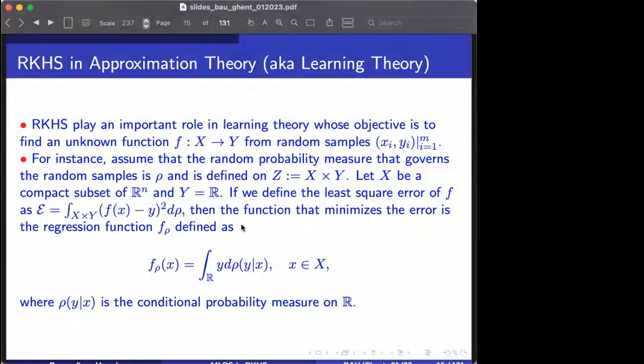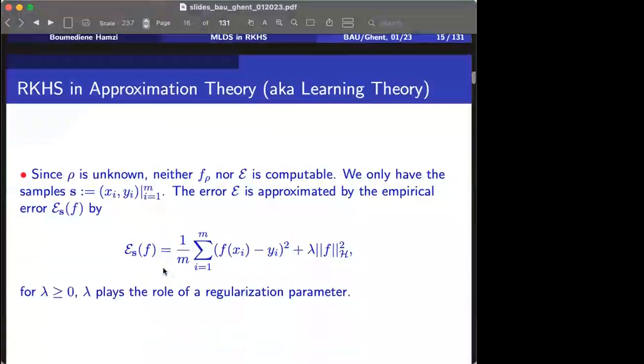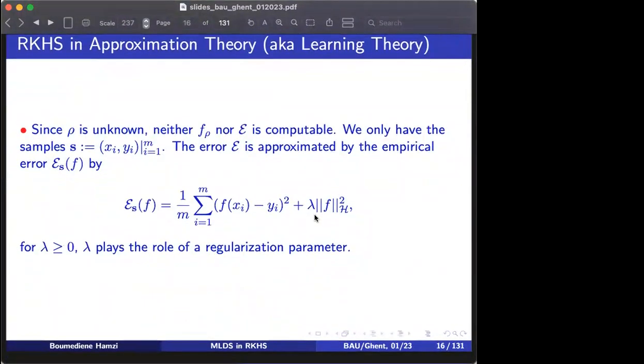Then we want to minimize this error, the integral of (f(x) minus y) squared d rho. The function that minimizes the error, in principle, is given by the following expression: f_rho(x) is given by the following integral. But since we don't know rho, it's hard to find this approximation. So what happens in practice is that one discretizes the previous integral. Then we have f equal to the minimizer of 1 over m sum of (f(x_i) minus y_i) squared plus lambda norm of f squared in H, where lambda is the regularization parameter.